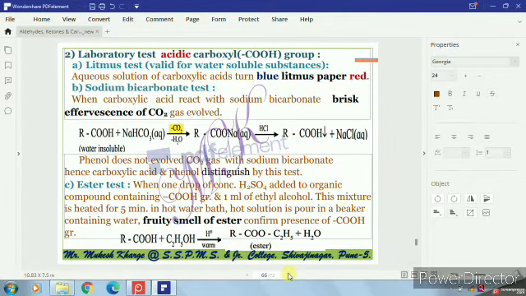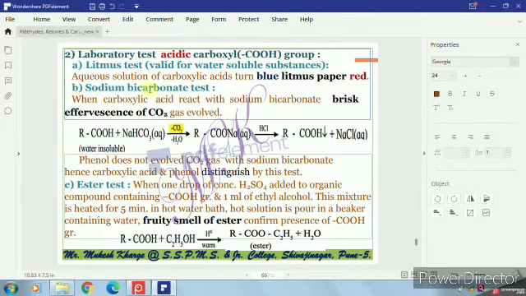Now the next one is laboratory tests of the acidic nature of the carboxylic group. First is the litmus test. All of us know about that. If we dip blue litmus paper in any liquid and it turns red, then we say that the aqueous solution of that compound is acidic in nature. Similarly, the aqueous solution of a carboxylic acid turns blue litmus paper red. So this is the litmus test. It is very simple, and all are familiar with that.